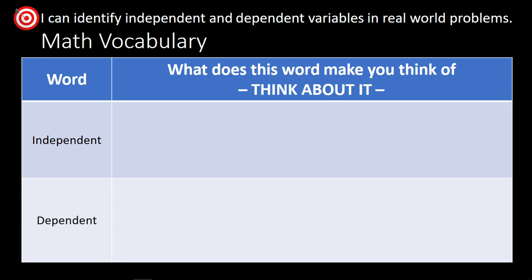So right now I want you to take a second just to think about it. You don't have to pause the video here, unless you want to, but just think about, what do you think the word independent means? And then what do you think the word dependent means?